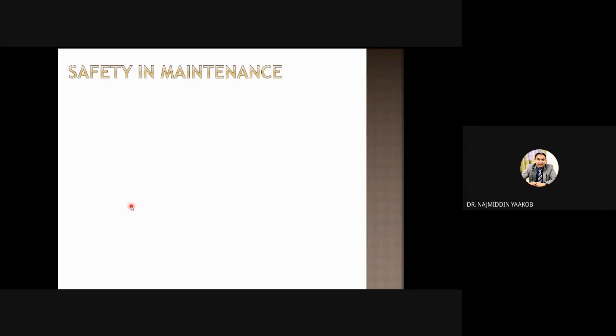Those are all the 4 types of maintenance. I hope you guys could understand and remember the definitions of all 4 of the maintenance type categories. Next, we go to safety in maintenance.